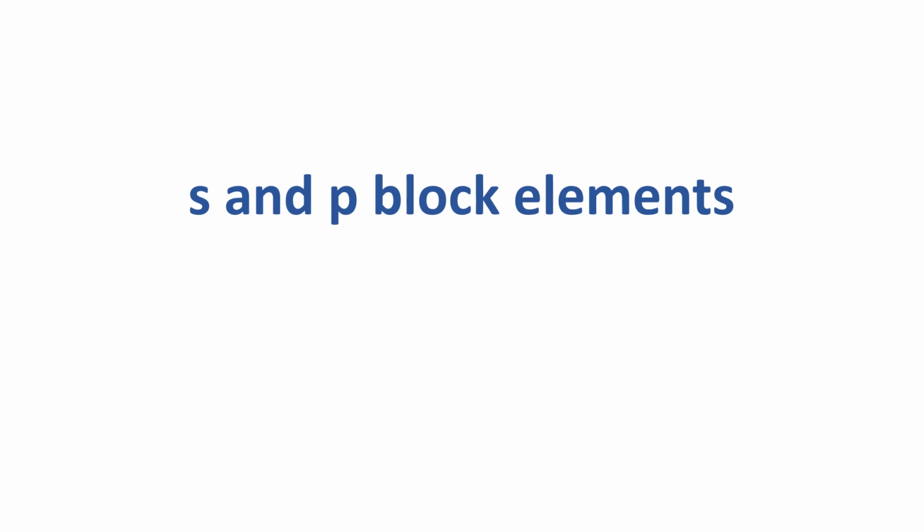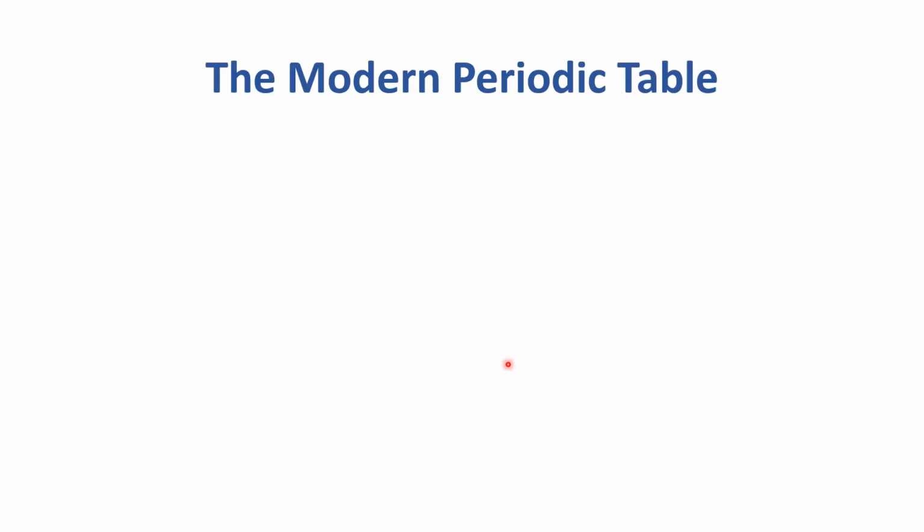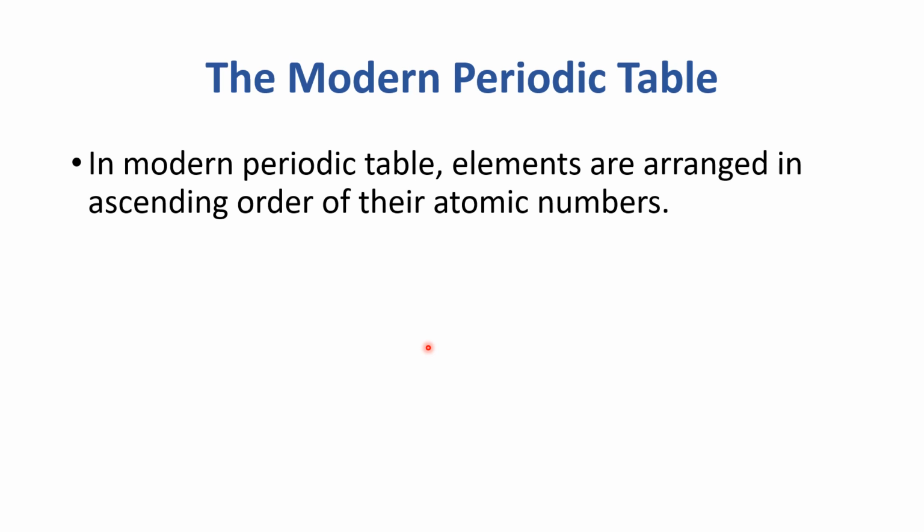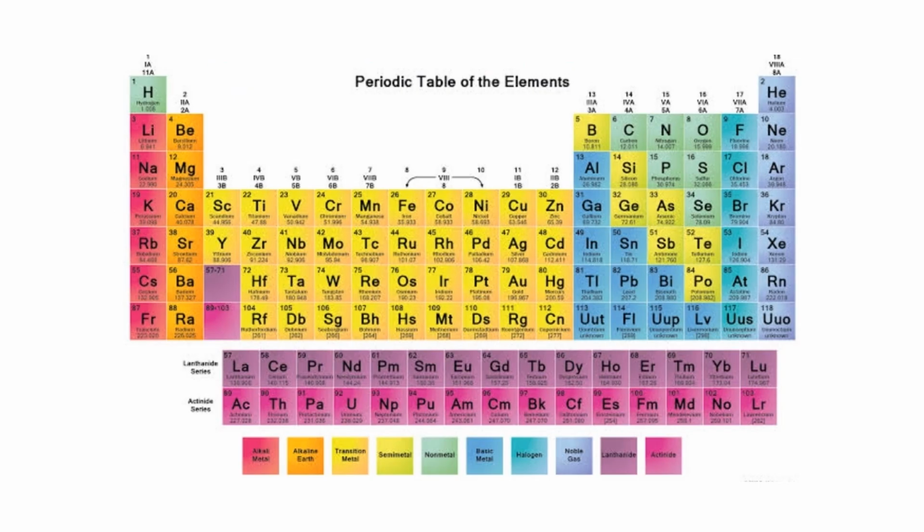The topic we are going to discuss is S and P block elements, and the subtopic is electronic configuration. In the modern periodic table, elements are arranged in ascending order of their atomic numbers from left to right. Hydrogen is 1, then helium is 2, then lithium is 3, beryllium 4, boron 5, and so on.